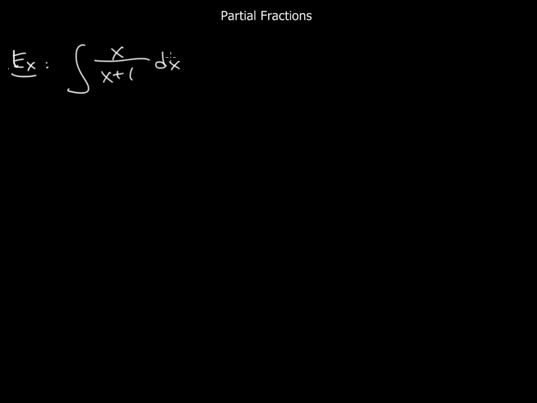So here's a very simple example to start with. What if you had x over x plus 1? Well, what are the degrees here? In the numerator, it's x to the 1, and in the denominator, it's x to the 1. So the numerator and denominator have the same degree. And when that happens, you should do long division of polynomials, because that will make it easier. So let's see how that works in this example.